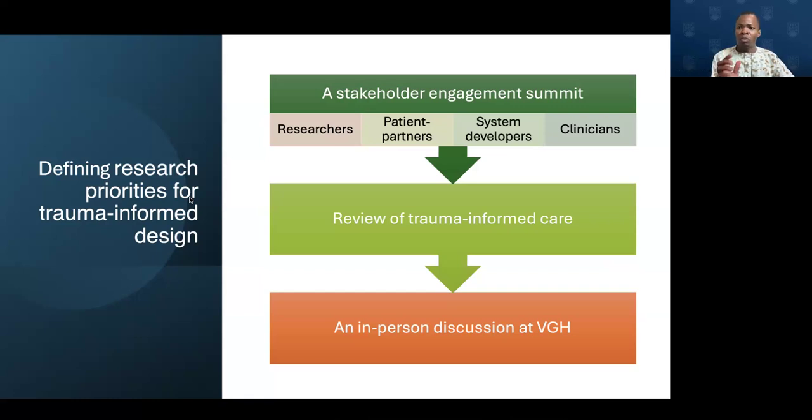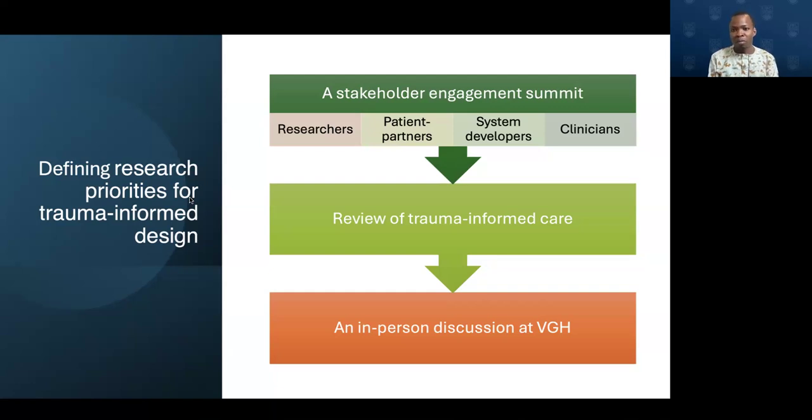So what we wanted to do is convene a stakeholder engagement summit to understand and explore the research priorities of how trauma-informed care can be applied in digital health. When I say research priorities, which areas of sexual health, which topics of sexual health should we apply this to? And for which population? When diverse, marginalized populations are so many, we have so many diversities in Canada, which population should we focus on?